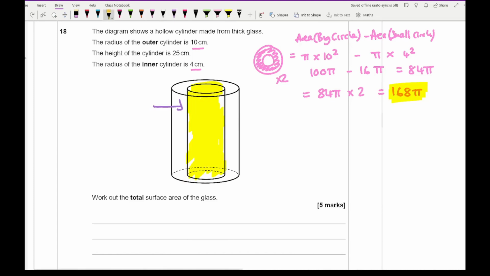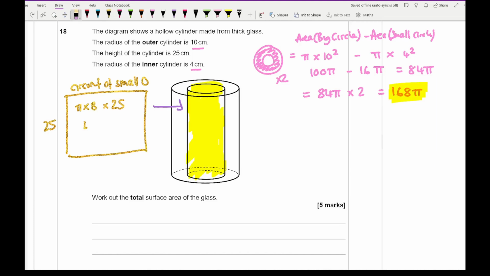And let me just do this in yellow. The height of that tube is going to be 25, and the length of that is going to be the circumference of the smaller circle. So the circumference is pi times the diameter, so it's going to be pi times, and if the radius is 4, the diameter is going to be 8, and I times that by 25, so that then becomes 200 pi. And there we go, so that's that one.